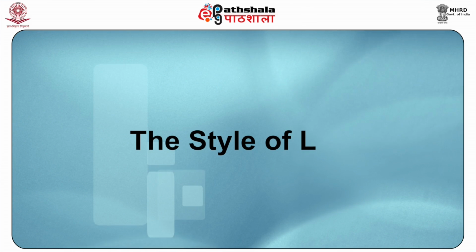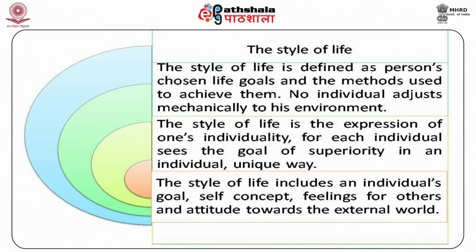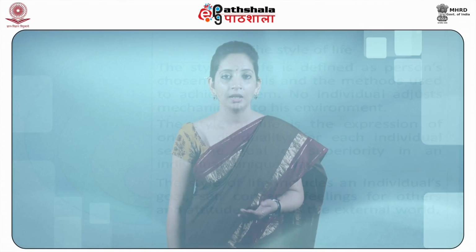The style of life. The fifth tenet of Adlerian theory is that people's style of life is the result of their self-consistent personality. The style of life is defined as the person's chosen life goal and the methods used to achieve them. No individual adjusts mechanically to his environment. The style of life is the expression of one's individuality, for each individual sees the goal of superiority in an individual, unique way. The style of life includes an individual's goal, self-concept, feeling for others, and attitude towards the external world. The style of life controls the totality of the child's behavior.